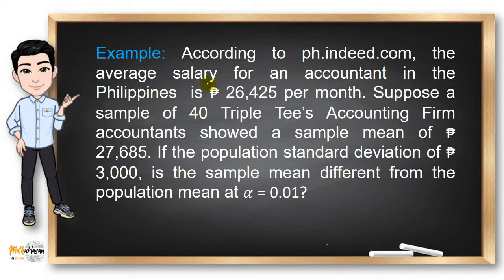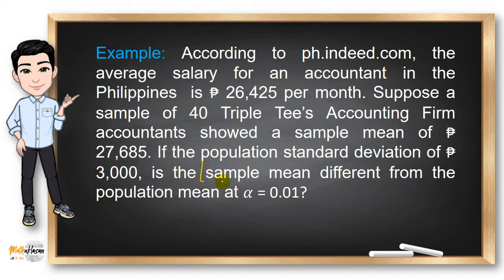In this example, the population mean is 26,425. The sample mean is 27,685 and n is equal to 40. And the population standard deviation is 3,000.